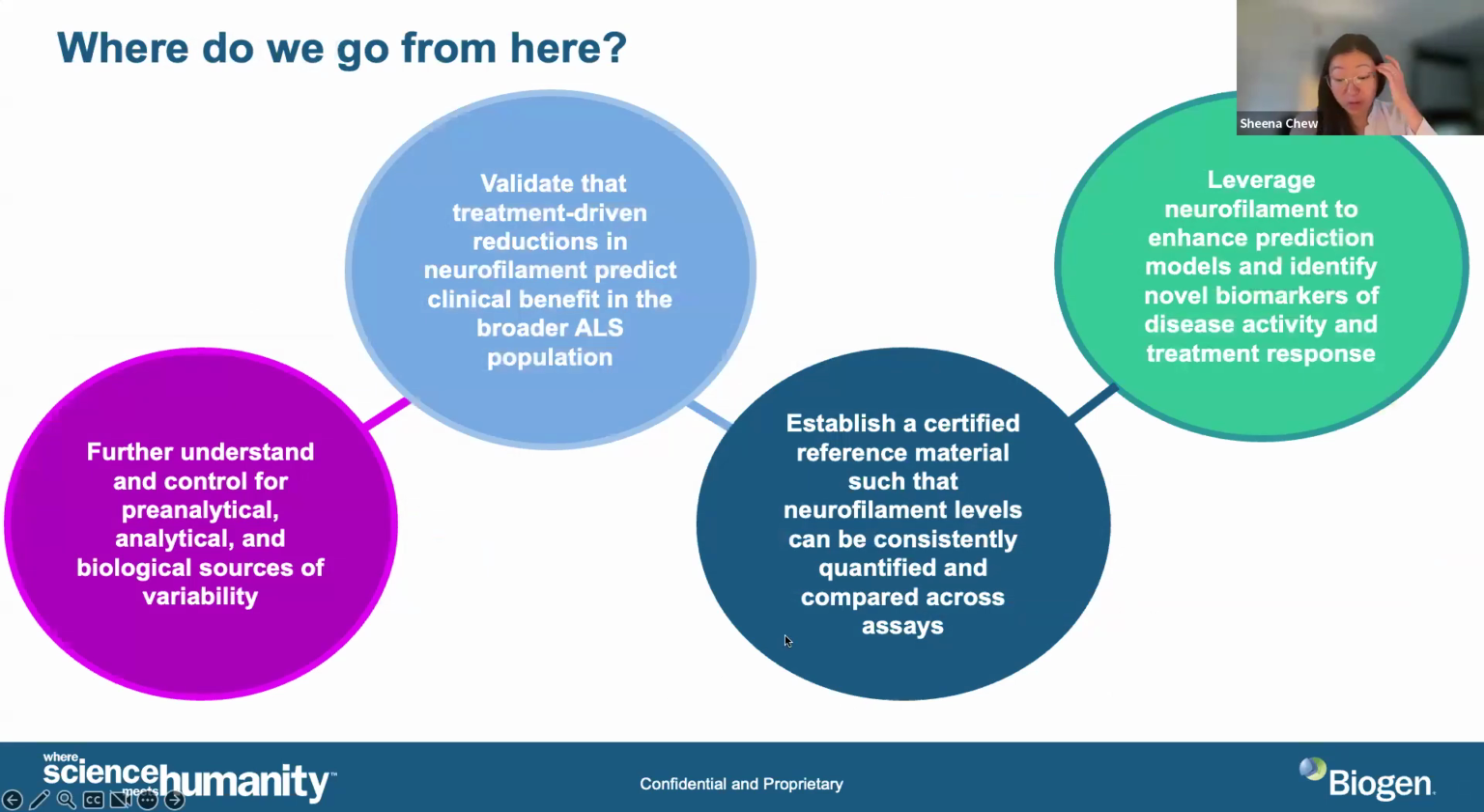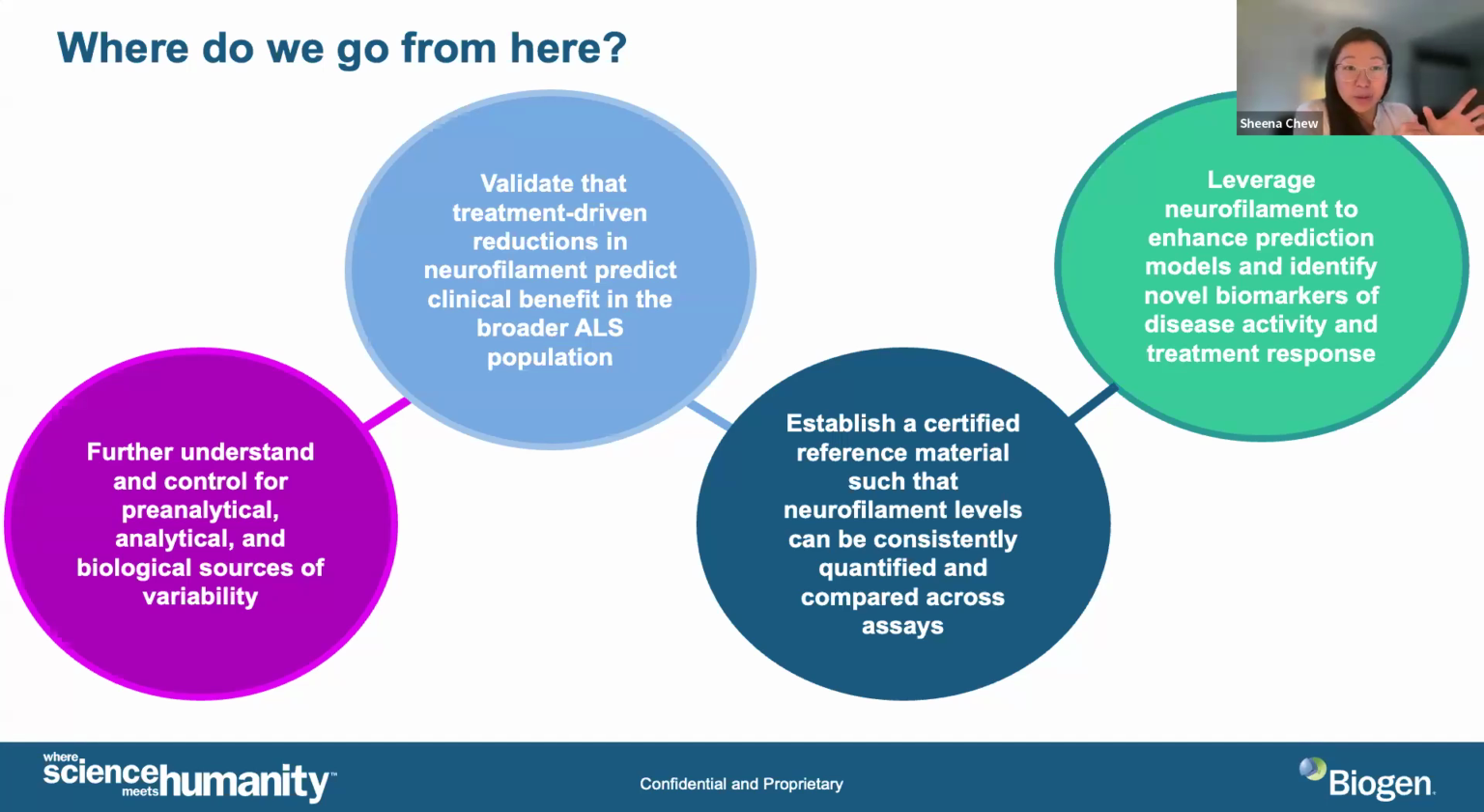So where do we go from here? We've done a lot so far, but there's still much left to be understood for us to really integrate neurofilament into the way we practice and into the way that we conduct trials. So first, as you can see, there is variability in neurofilament over time, and there are lots of different sources of variability, and we need to understand where those sources come from and control for them. So the pre-analytical, analytical, and biological sources of variability.